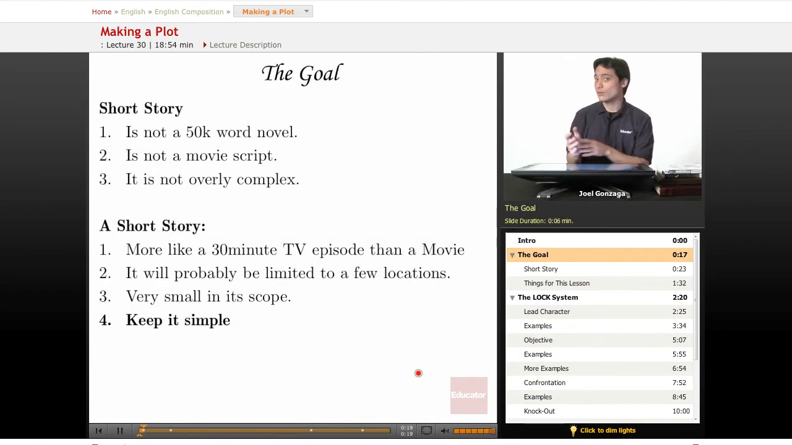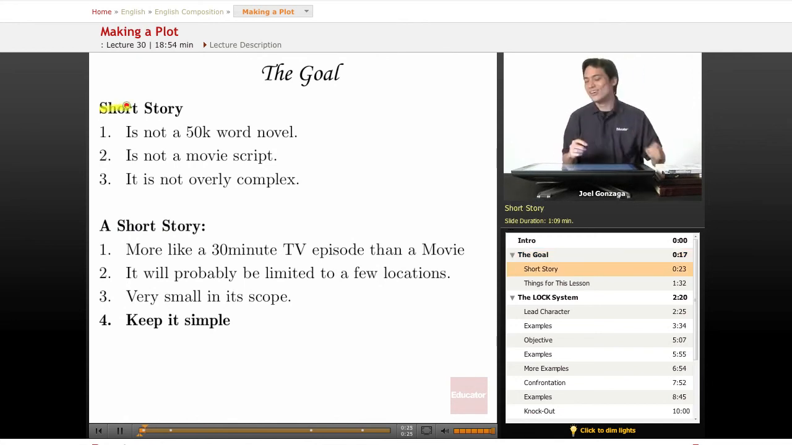First off, let's review the goal for the little short story that we're putting together, and the emphasis is on the word short. You are not writing a 50,000 word novel. You can do that for your NaNoWriMo, which I'll maybe explain later. You are also not putting together a movie script, and this is not going to be overly complex.